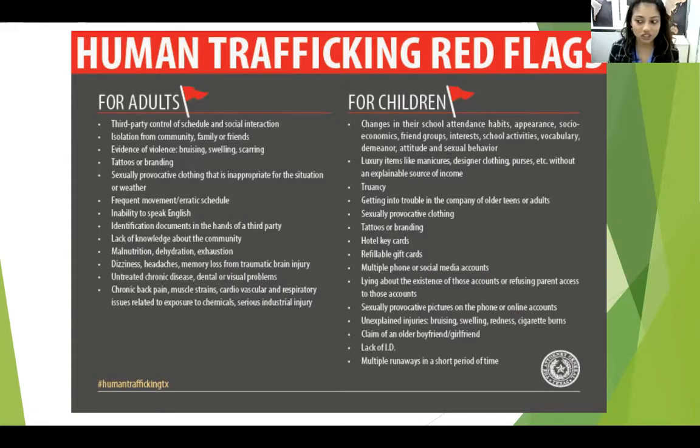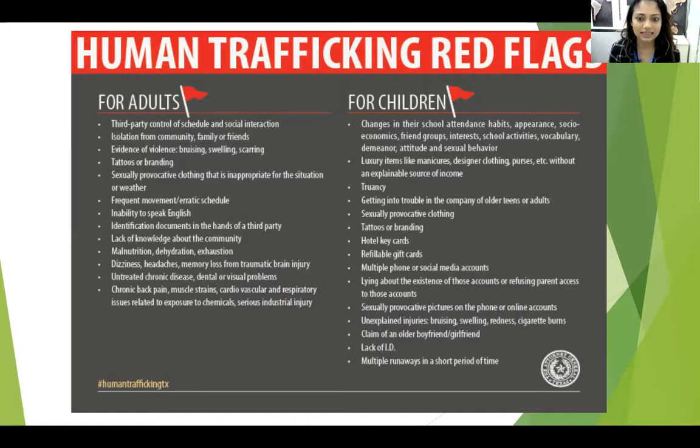Or somebody much younger dressing more maturely, or a child having things like hotel cards or lots of money that is not usually seen for their age. Also coming with vague symptoms like dizziness, headache, myalgia, young children or even adults having multiple, frequent abortions, erratic schedule. These are usually things that we should look out for and assess for trafficking.